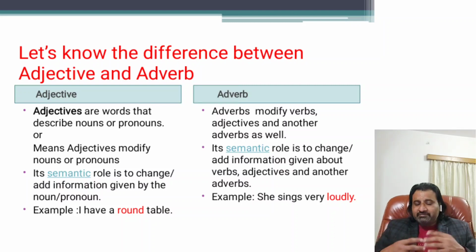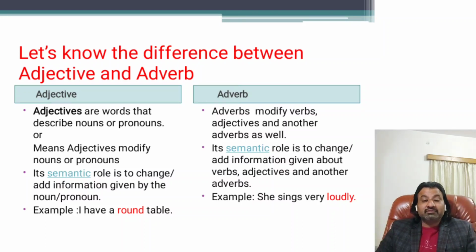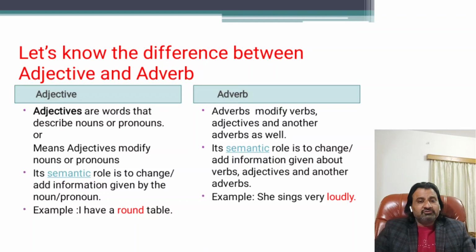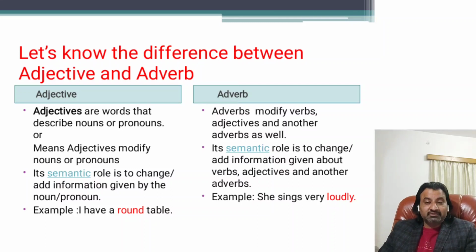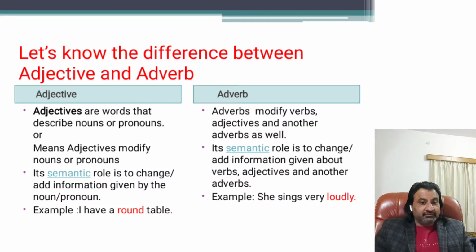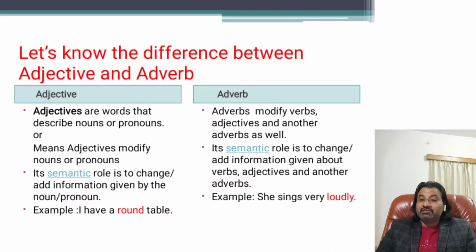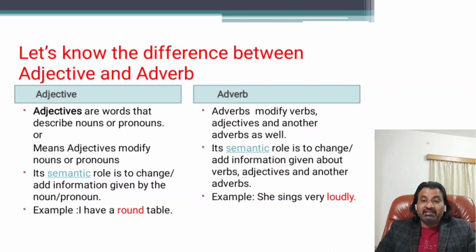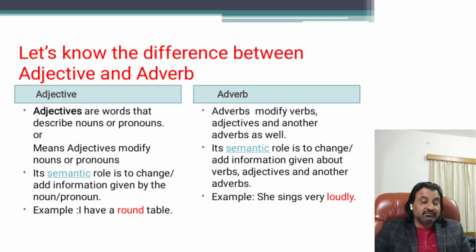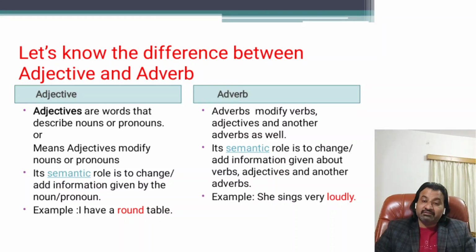Adjective, as far as semantic role is concerned, is to change or add information given by the noun or pronoun. For example, I have a round table. I have a table which is round. The word round is an adjective. But as far as the semantic role of an adverb is concerned, its role is to change or add information about verbs, adjectives, and other adverbs.